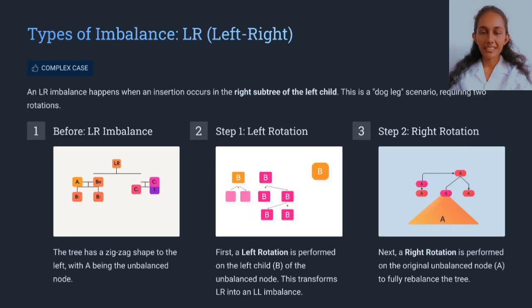The third case, LR case. The new node C was inserted into the right subtree of A's left child, just like this. So now this isn't straight, it has a bend, like an elbow. That's why we call this a dog leg shape.